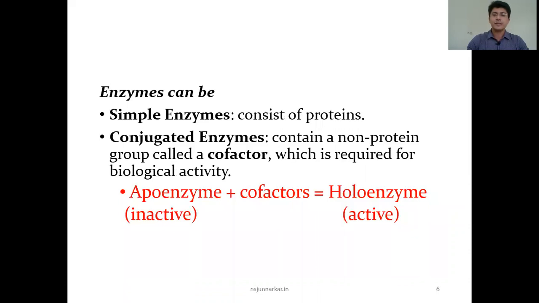So these enzymes can be either simple enzymes or conjugated enzymes. Enzymes which are simple in their nature are generally made up of only proteins. Whereas conjugated enzymes contain a non-protein group called cofactor, which is required for the biological activity. Here, the inactive form of enzyme is called apoenzyme, which in presence of cofactors becomes a complete enzyme called holoenzyme, which in turn is active in nature.